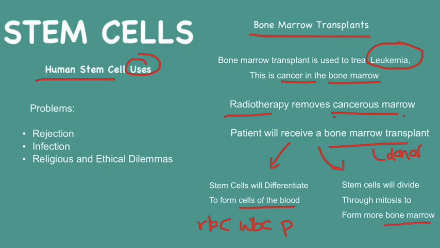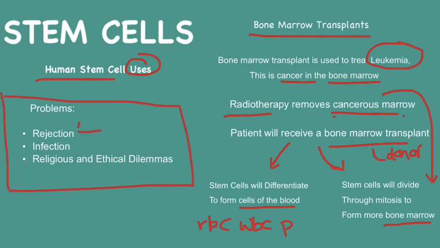Okay, remember that we got rid of the bone marrow through the radiotherapy, but that's going to be replaced. But there's a couple of problems that we face with our bone marrow transplant here. So the first one is we have a problem of rejection. What do we mean by that? Well, remember that these stem cells are coming from a donor, so that's a different person's body.